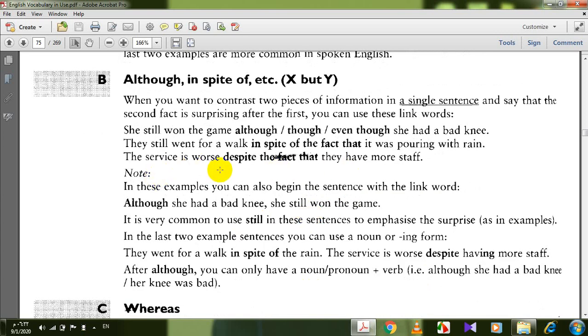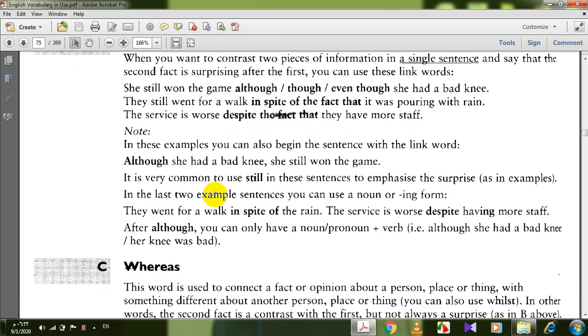So the service is worse despite having more staff. Despite having more staff. They still went for a walk in spite of the rain. In spite of the rain. So we can use ing form or a noun, despite or in spite of. They went for a walk in spite of the rain.